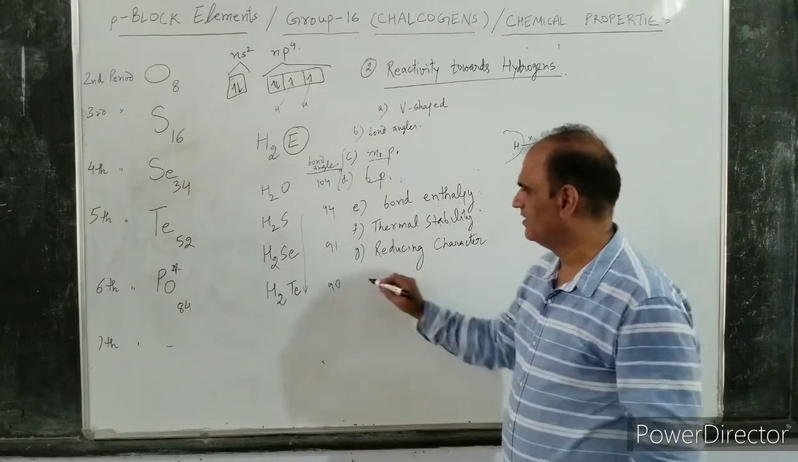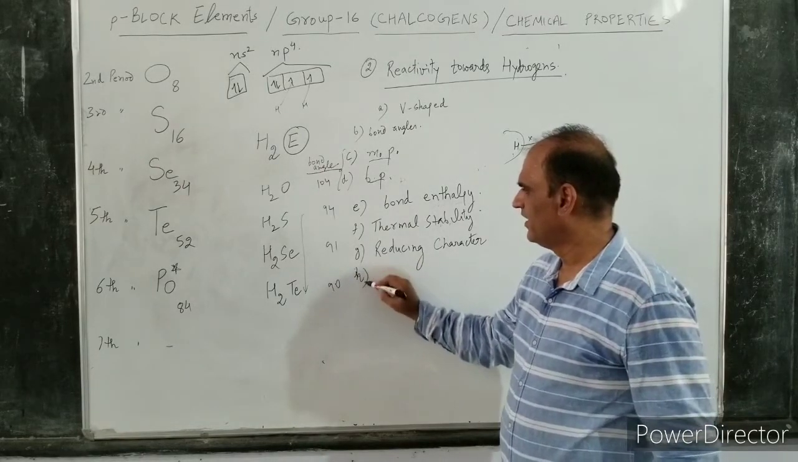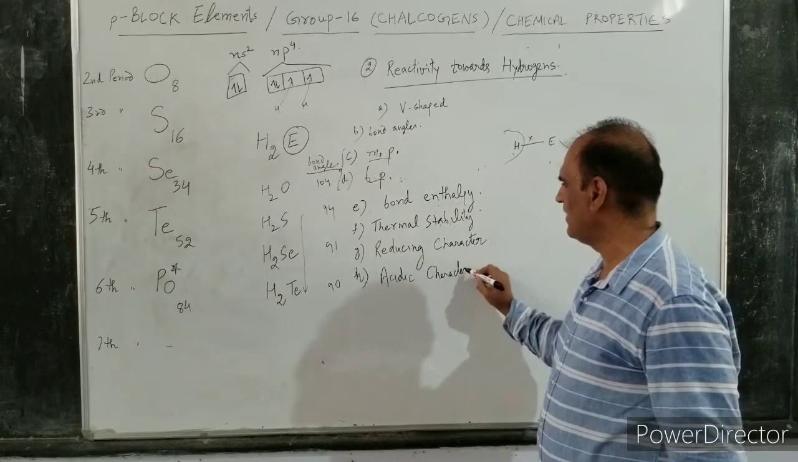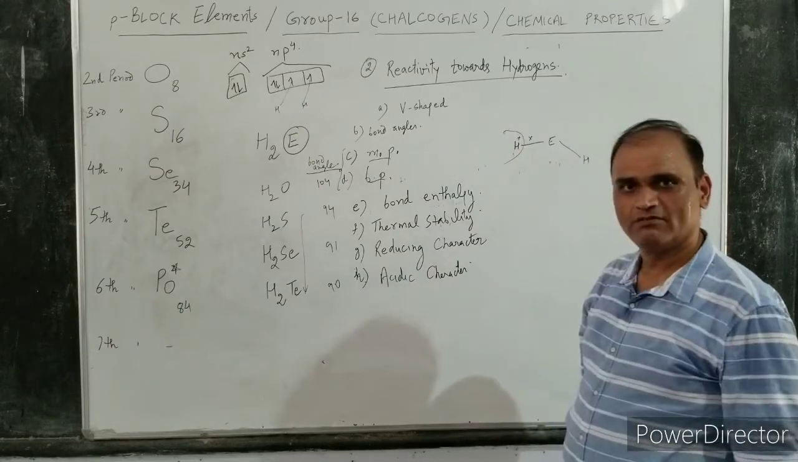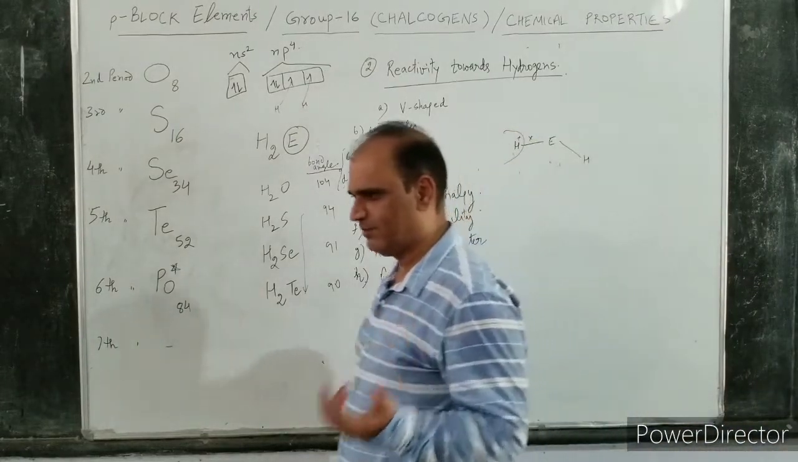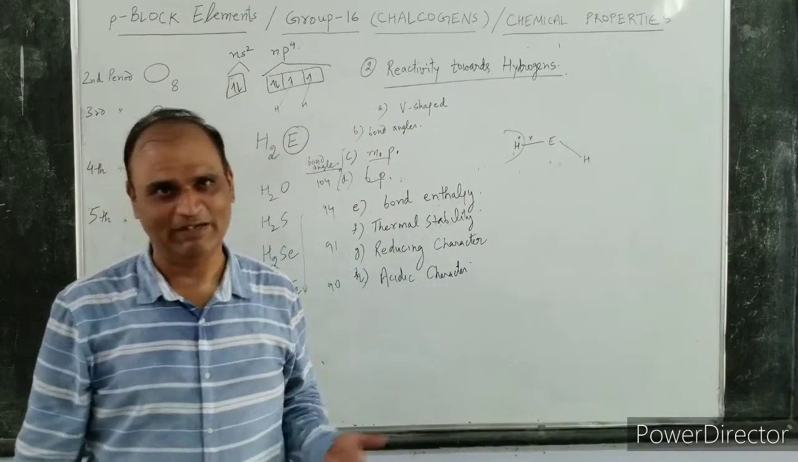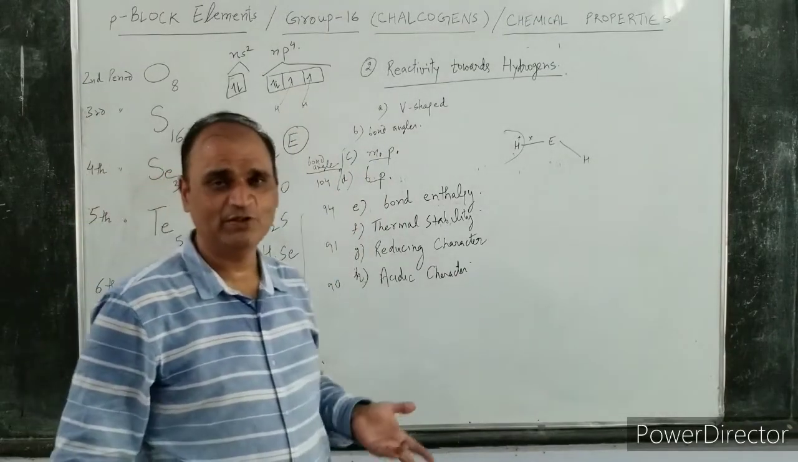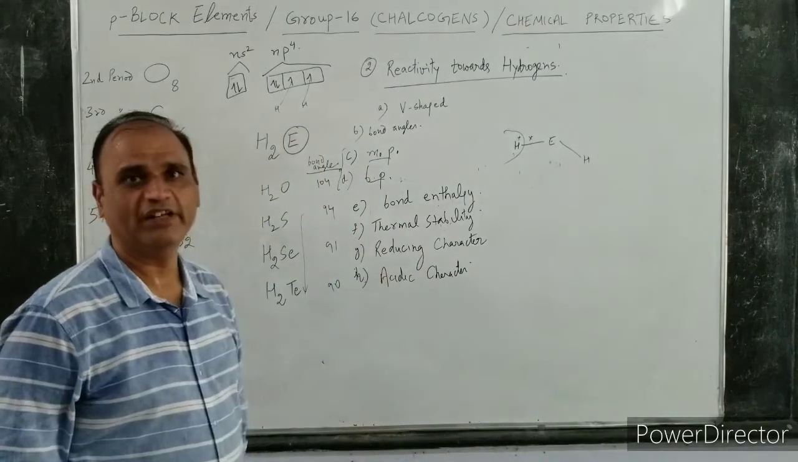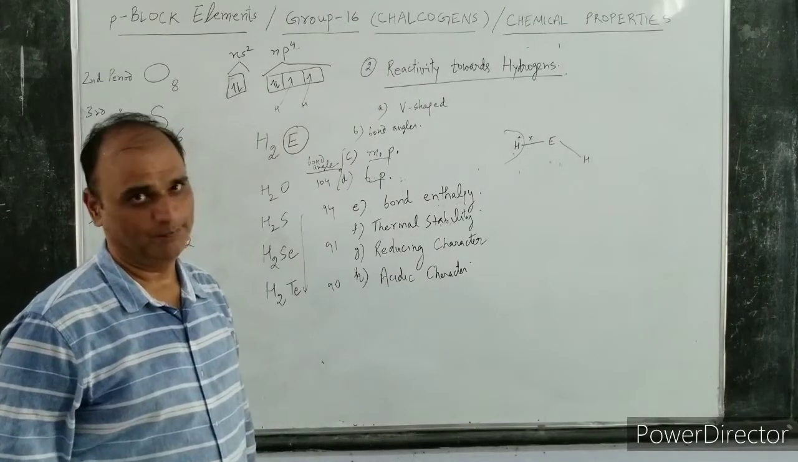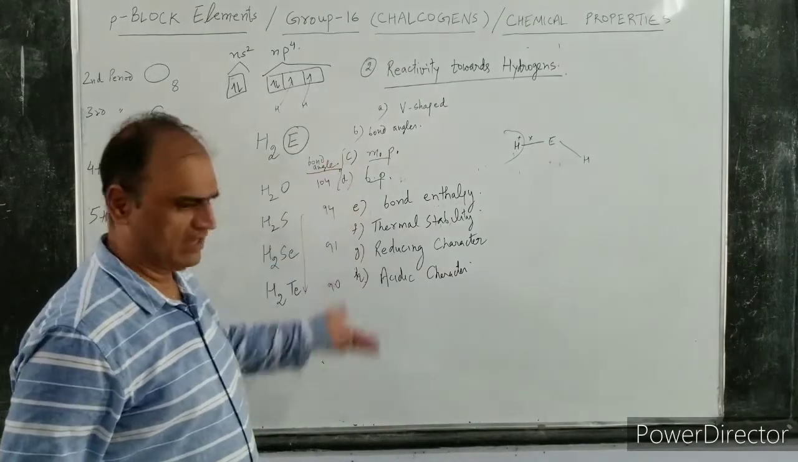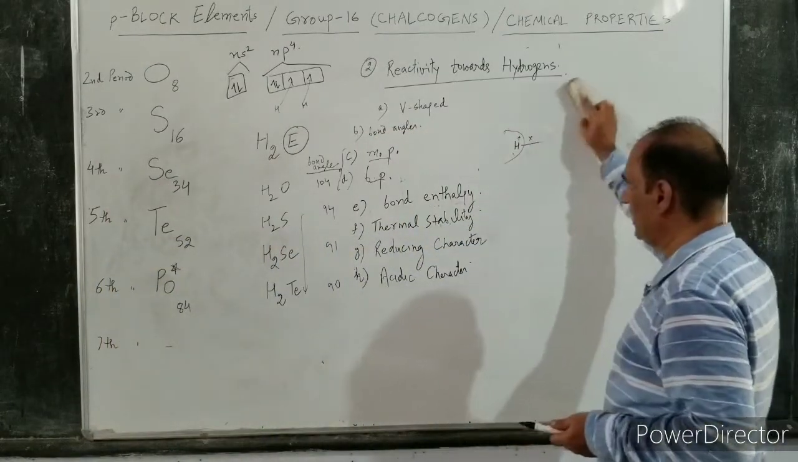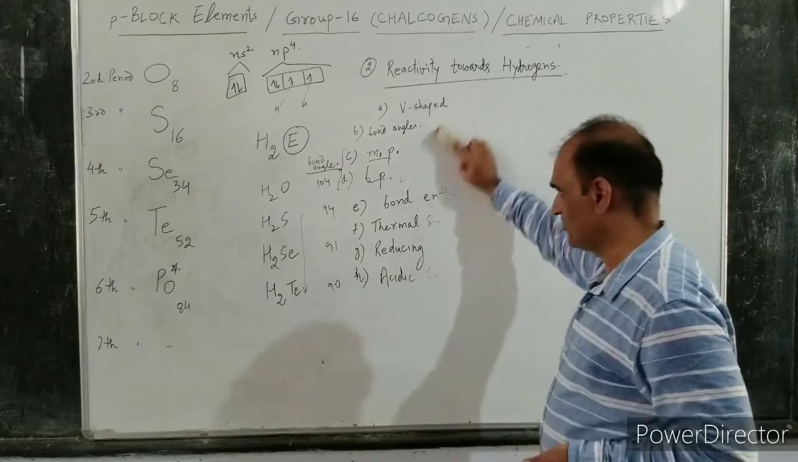And related to this, last is their acidic character. A substance which gives H plus is acidic in nature. So all these are acidic because when their bond is dissociated, they will lose H plus. And their acidic character, again like reducing character, will go on increasing down the group. So these are the 6 or 7 important concepts which we have just studied.